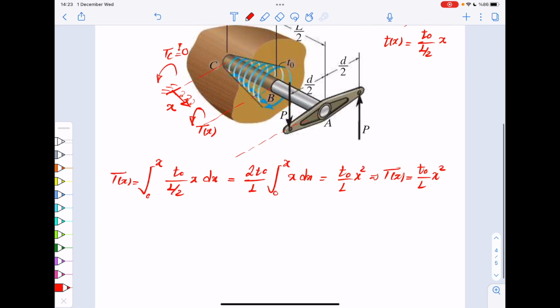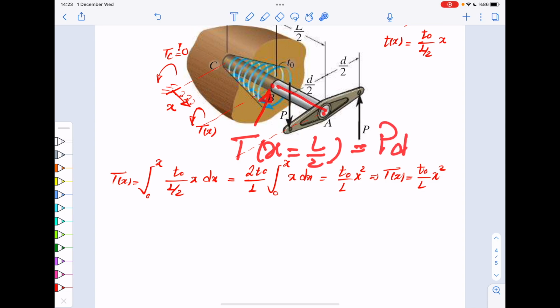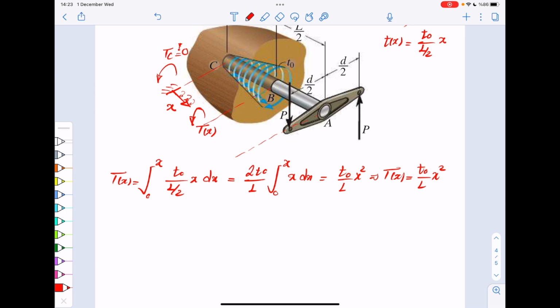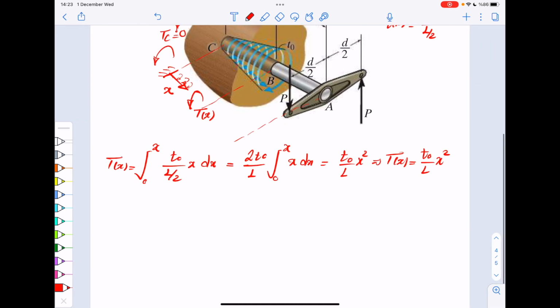Now, that internal torque from B to A, it's constant, right? At B, it would be T at x equals L over 2. So basically, all you have to do is to say T at x equals L over 2 is equal to PD, which is the external torque that you apply here. So that's all you have to do. So basically, T at x equals L over 2 must be equal to PD.